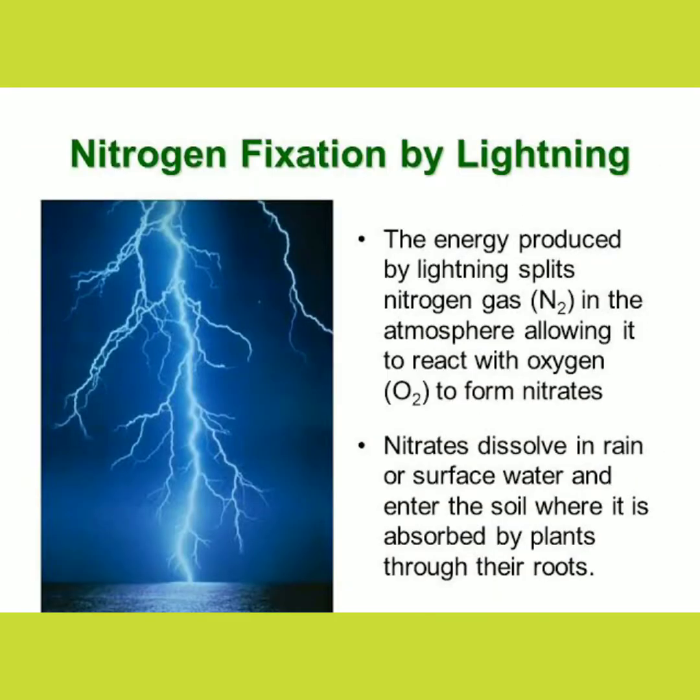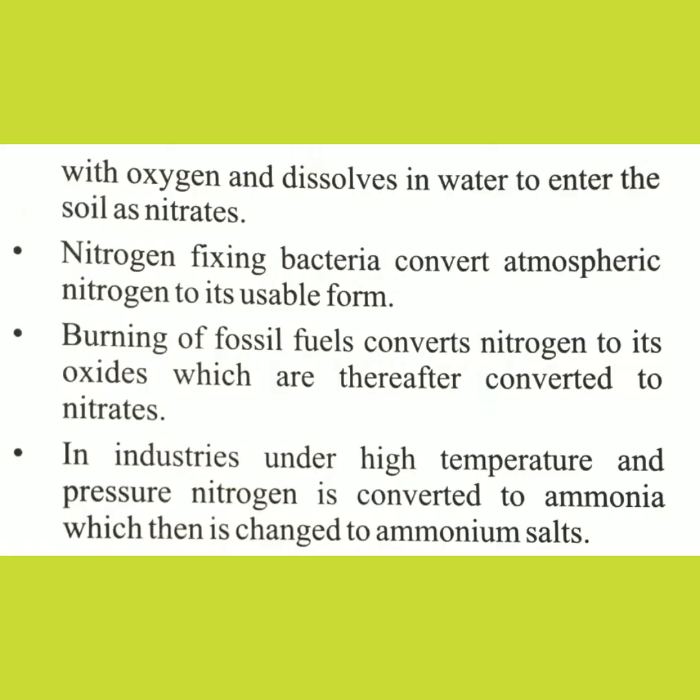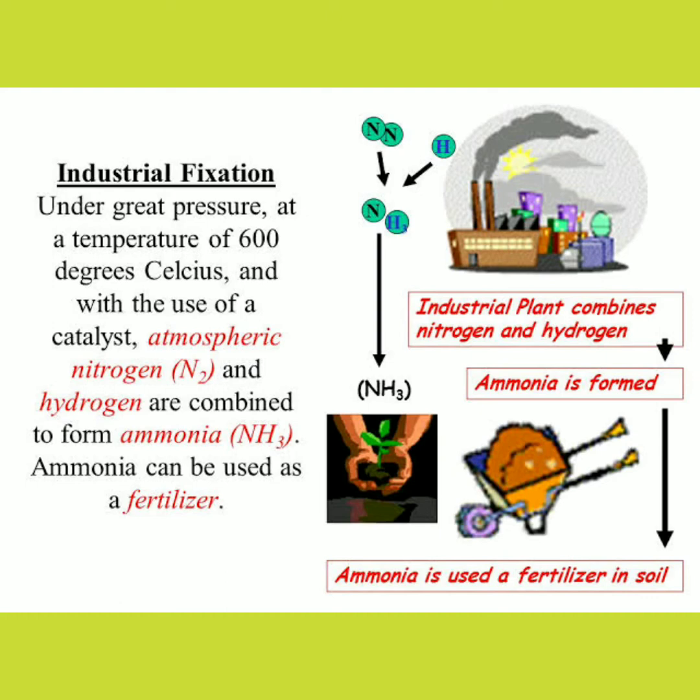So the first one is during lightning and rain, nitrogen that is present in the atmosphere combines with oxygen that dissolves in water and then enters into the soil as nitrate. Plants easily absorb nitrate. Next one is biological nitrogen fixation. Certain bacteria and blue-green algae can fix atmospheric nitrogen directly into nitrates. Burning of fossil fuels converts nitrogen to its oxide, which is then converted into nitrates. Next one is industrial nitrogen fixation, where nitrogen combines with hydrogen under high pressure and high temperature to yield ammonia, which in turn oxidizes to form nitrates or ammonium salts.